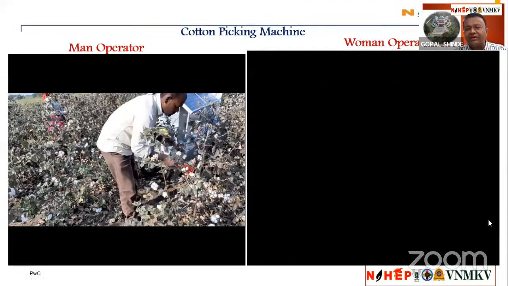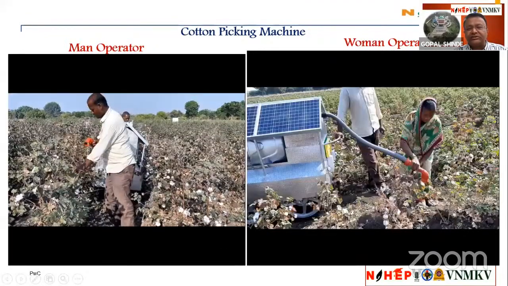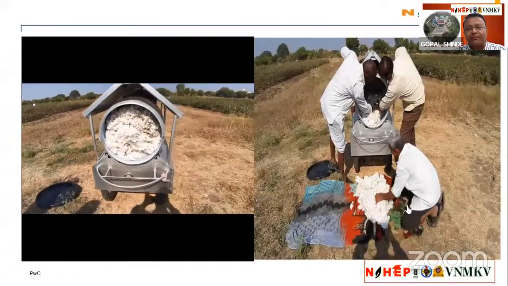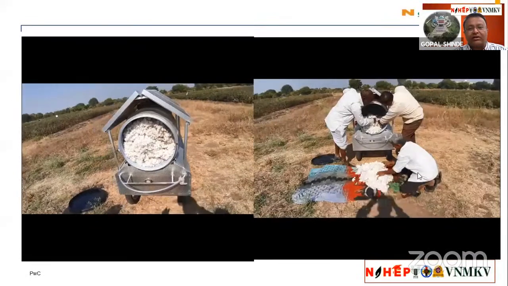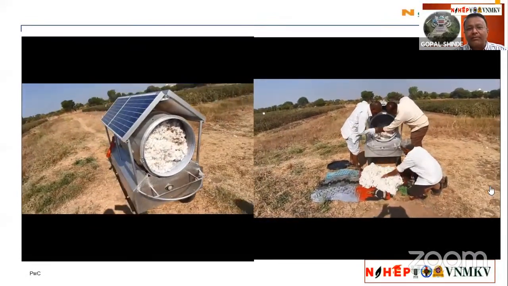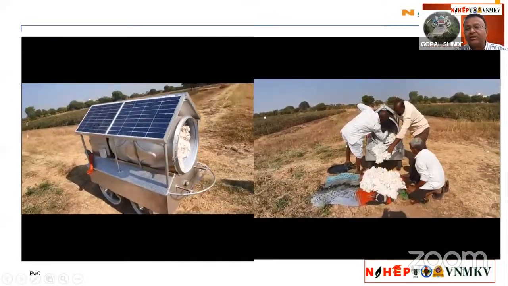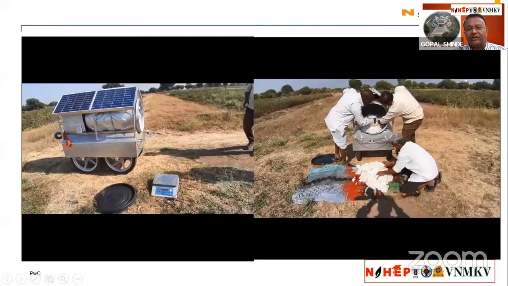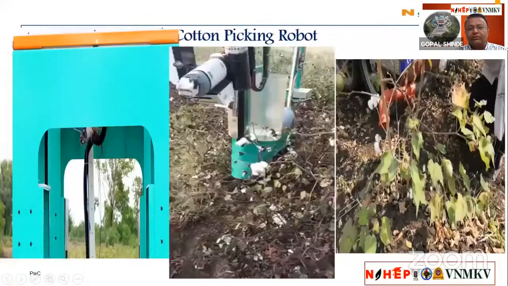I was just trying to present these new things. You can see the cotton is picked up, and the quality of cotton coming up by use of this machine is the new attraction for small and marginal farmers, those who can afford the cost.